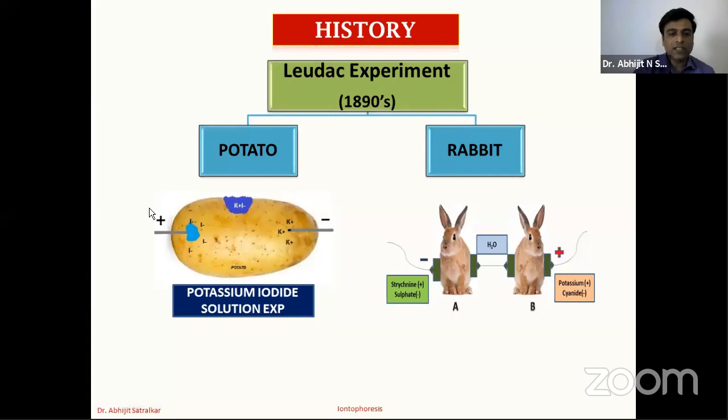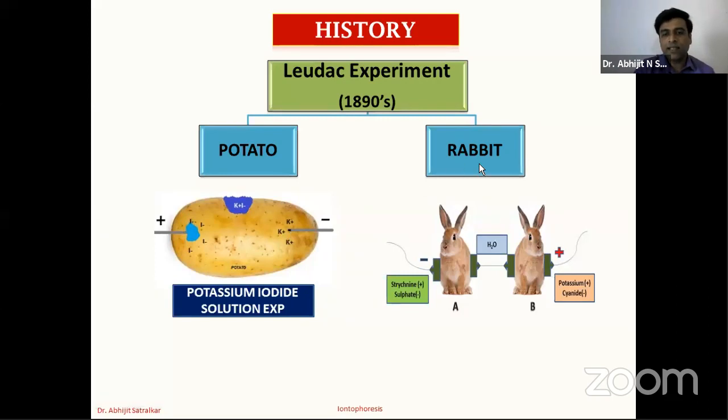Once the potential difference and electricity was passed across these electrodes, iodine moved towards the positive electrode. Since the iodine had a negative charge, it moved towards the positive electrode. It combined with the starch in the potato and a bluish discoloration was seen on the surface of the potato.